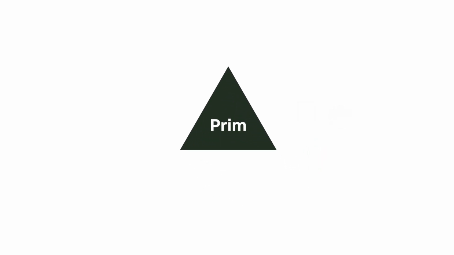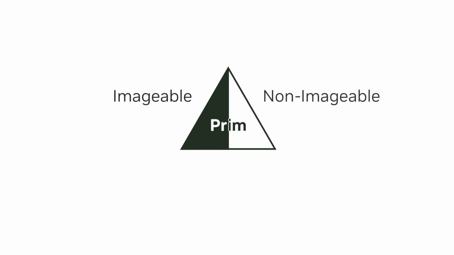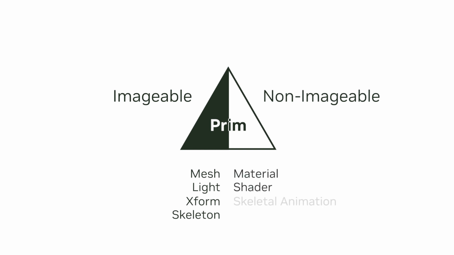A prim is the core component within the USD framework. Think of a prim as a container that holds various types of data, including properties, attributes, relationships, and metadata, which define an object or entity within a scene. A prim can be a type of imageable and non-imageable entity. A mesh, a light, an Xform, or a skeleton are examples of imageable entities, while a material, shader, and skeletal animation are examples of non-imageable entities.